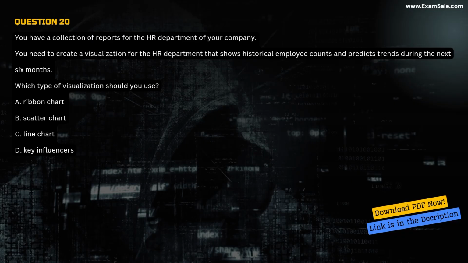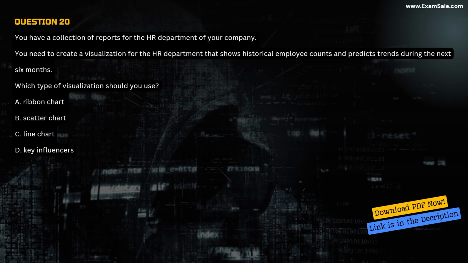Question 20. You have a collection of reports for the HR department of your company. You need to create a visualization for the HR department that shows historical employee counts and predicts trends during the next 6 months. Which type of visualization should you use? A. Ribbon chart. B. Scatter chart. C. Line chart. D. Key influencers.